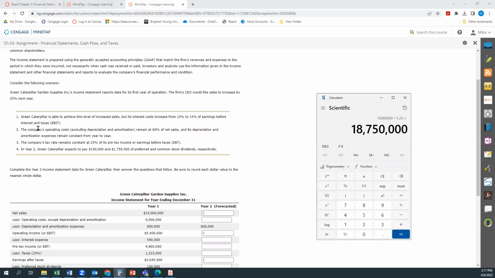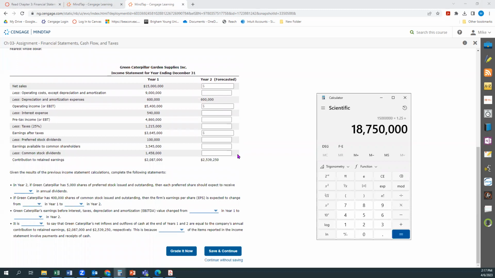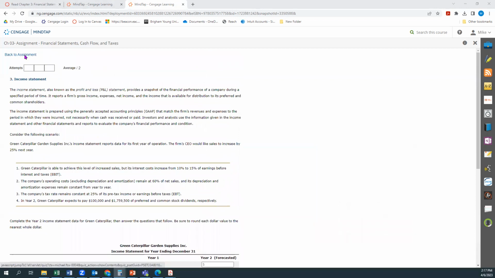18,750,000. And then it tells us at this level of sales, our interest costs will increase from 10% to 15% of earnings. So again, we'll have to take our earnings, multiply them by 15%, etc. So that's the process we're going to use to figure this out. Recognize that the main relationship between these items is just that, and you can see it's even written out here. So sales less this, which means subtract that, gives us operating income, less that, etc. So hopefully that helps you see how one of these is laid out.